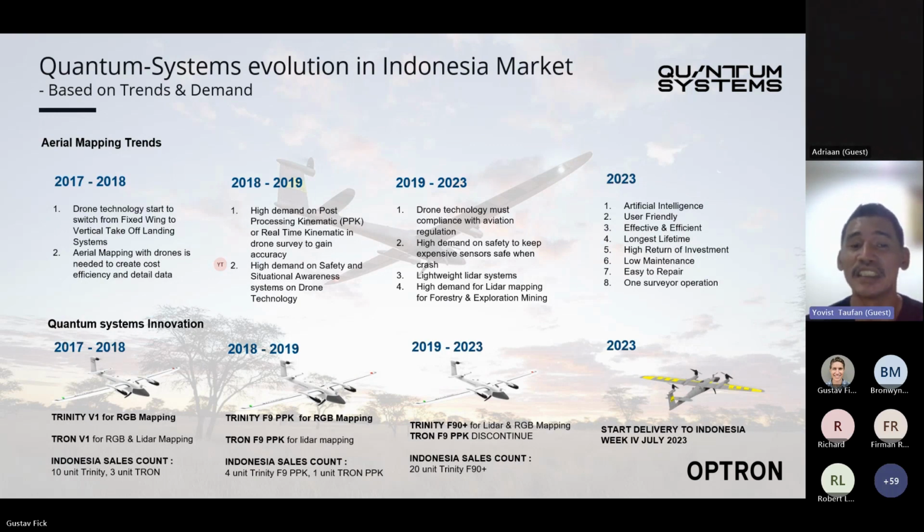In this era, Trinity was not concerned with terrain following and FAA regulation, and it was just for accuracy mapping. So many features were still in development. In 2019, Trinity evolved again from Trinity F9 to Trinity F90+. And this is the last evolution that we fly until today. Trinity F90+ was released when drone technology had to comply with aviation regulation, with high demand on safety to keep expensive sensors safe when they crash, and lightweight and low-cost LiDAR systems.